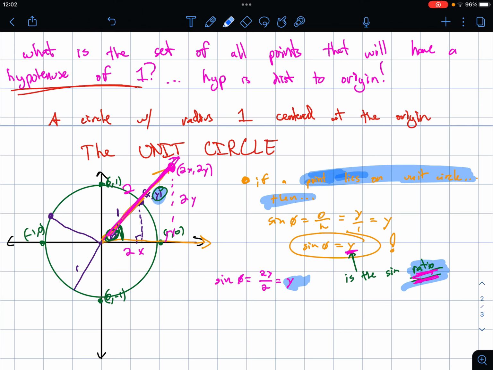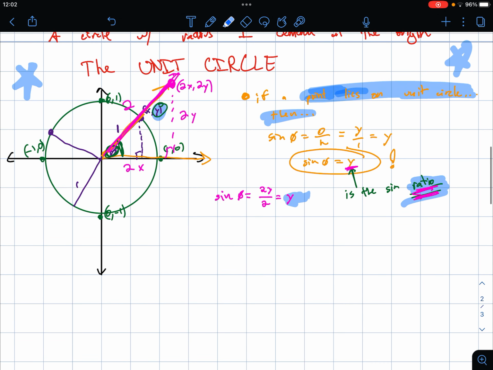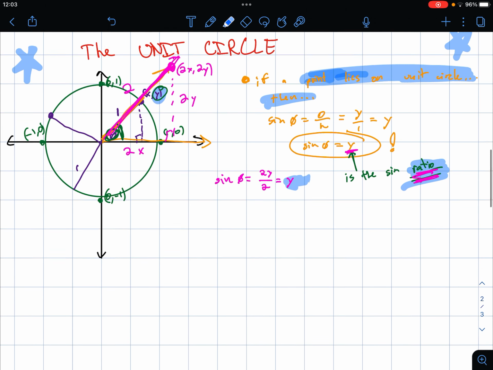If a point's on the unit circle, then the x coordinate is the cosine ratio. And that is super, super, super powerful. Okay, that is the main idea. That is what we want to take away from this. I'm going to do 1 or 2 examples now, just to get you a little bit more familiar, but that's the main concept.